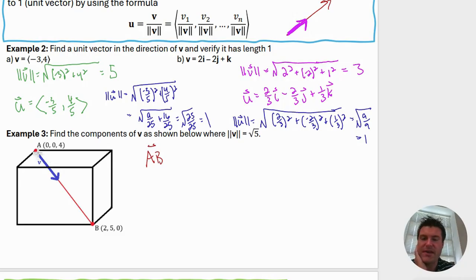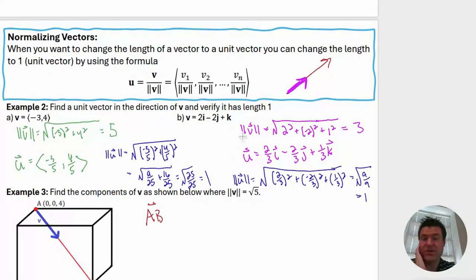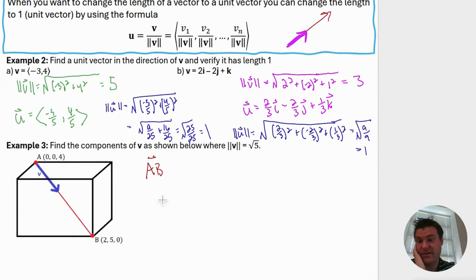And then what I want to do there is take the vector AB and shrink it down to this blue size right here. So this is what I've got to do to shrink this down. We just learned that we can shrink any vector down by finding the unit vector. So let's go ahead and do that. We're going to find the unit vector of AB.